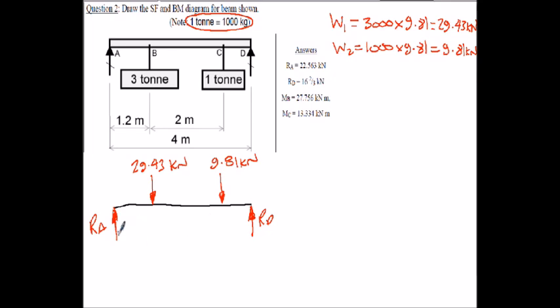So we need some dimensions here. We know this is going to be 1.2 meters, given information above. We'll be taking moments about RA, so I need all the dimensions about A. So that one now will be 3.2 meters. And of course we know the length of the beam between the reactions in this case is going to be 4 meters. Okay, so we're going to work out the reactions.